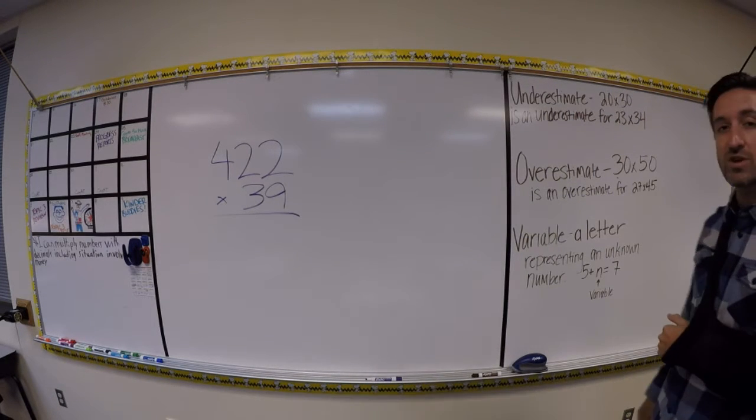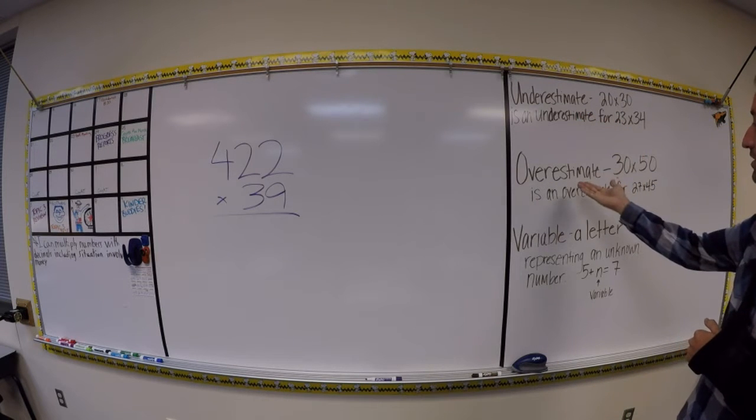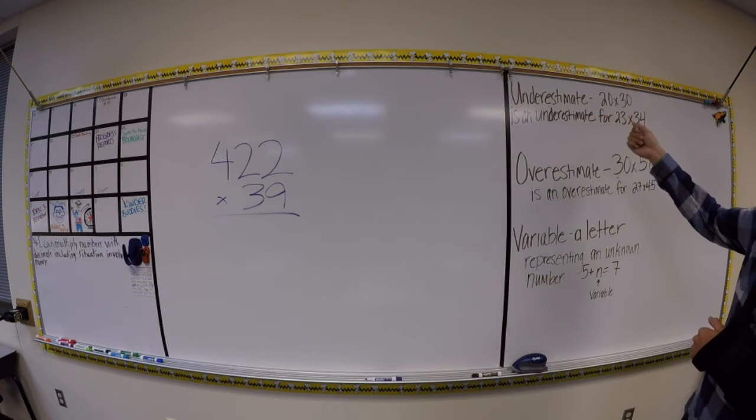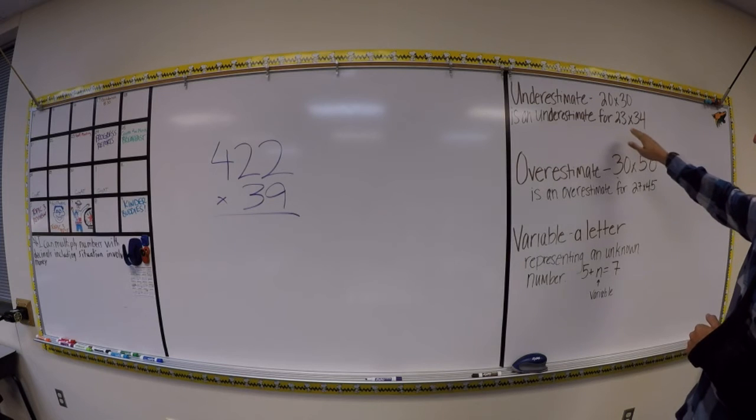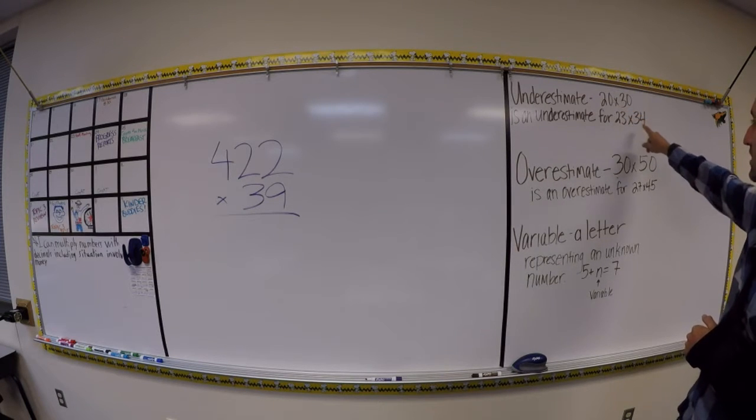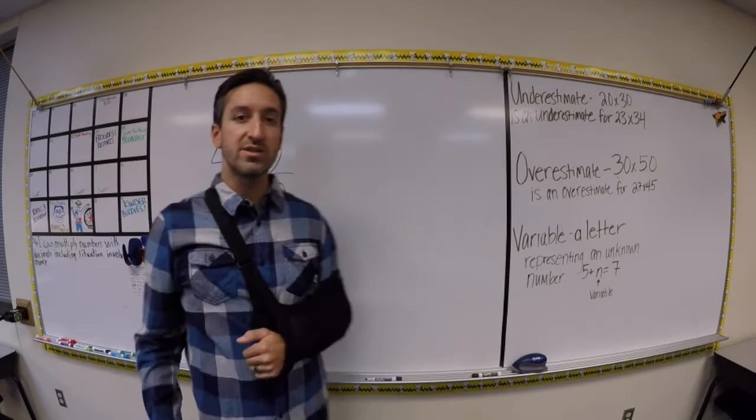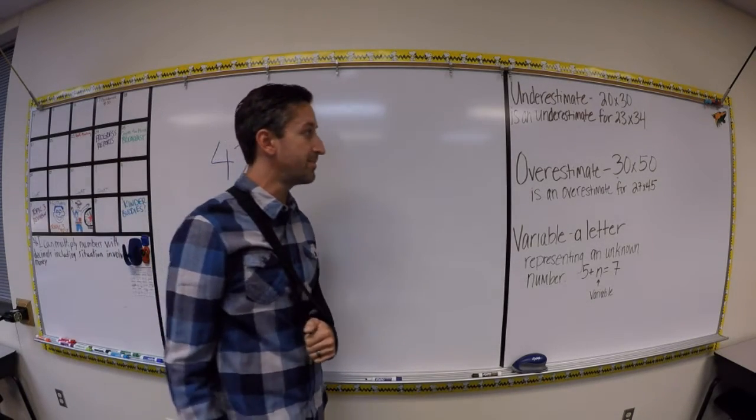We don't have very much vocabulary for Topic 3. We have underestimate, overestimate, and variable. An underestimate: 20 times 30 is an underestimate for 23 times 34 because we rounded 23 down to 20 and 34 down to 30. So when we underestimate things, our answer is going to be lower than the actual answer.